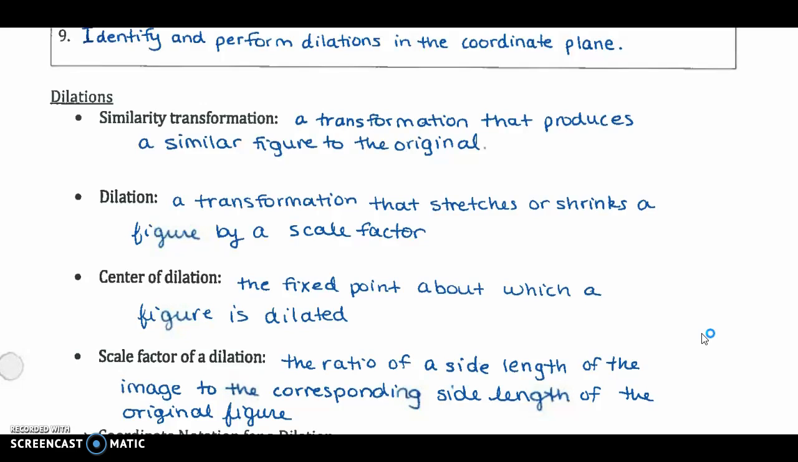A dilation is essentially a transformation that stretches or shrinks a figure by a scale factor. The center of dilation is the fixed point about which a figure is dilated. In this lesson, we'll generally be discussing centers of dilation at the origin. So we'll be dilating with respect to the origin for almost every problem we do. And the scale factor of the dilation is the ratio of a side length of the image to the corresponding side length of the original figure. So it's the scale factor by which we dilate.